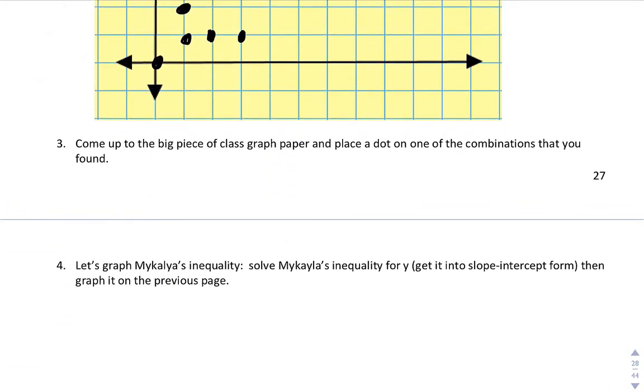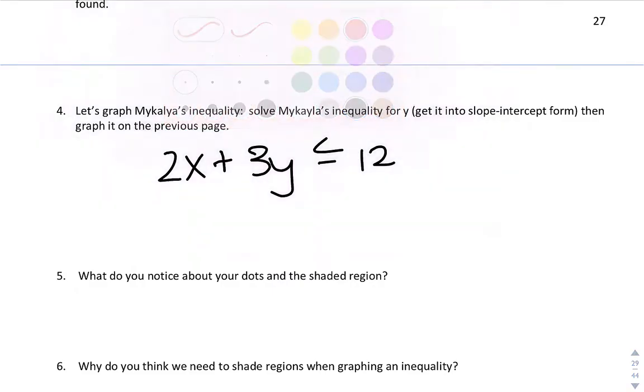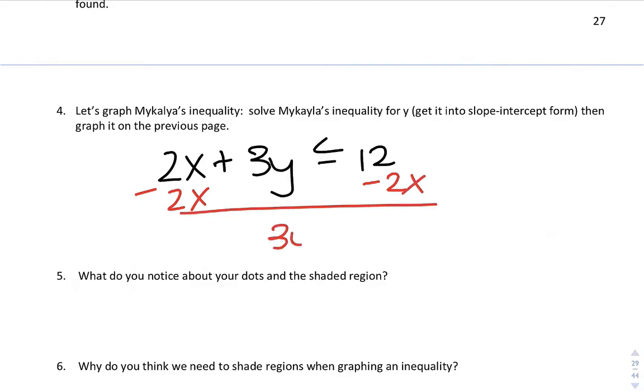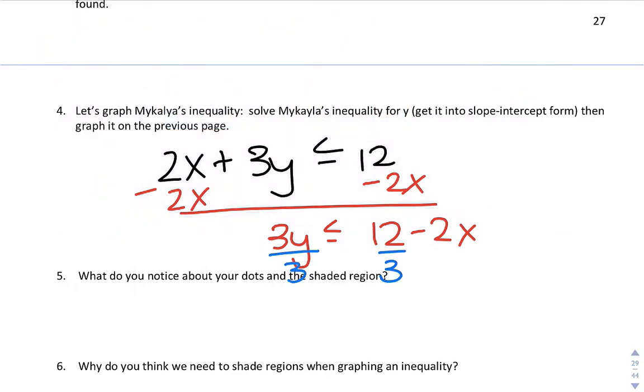All right, so we come to the big piece of graph paper in class. It says, let's graph Michaela's inequality. Let's solve it, get y by itself, so it's in slope-intercept form, and then graph it. So here was our equation. Let's solve for y. First I'll subtract 2x from each side. We get 3y is less than or equal to 12 minus 2x. We'll divide everything by 3. So we have y is less than or equal to 4 minus 2/3 x.